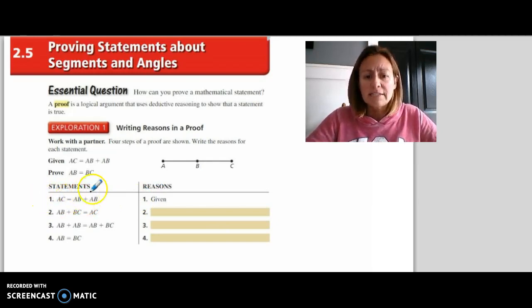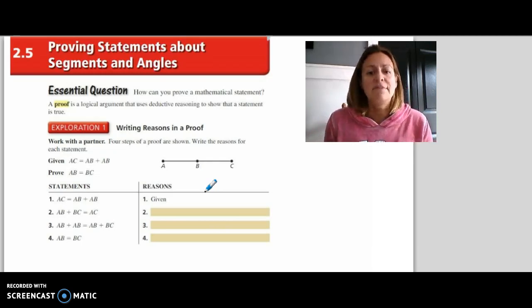The first statement, AC equals AB plus AB, is given. So we're going to fill in the statement given, always on the first statement. The reason is just given.